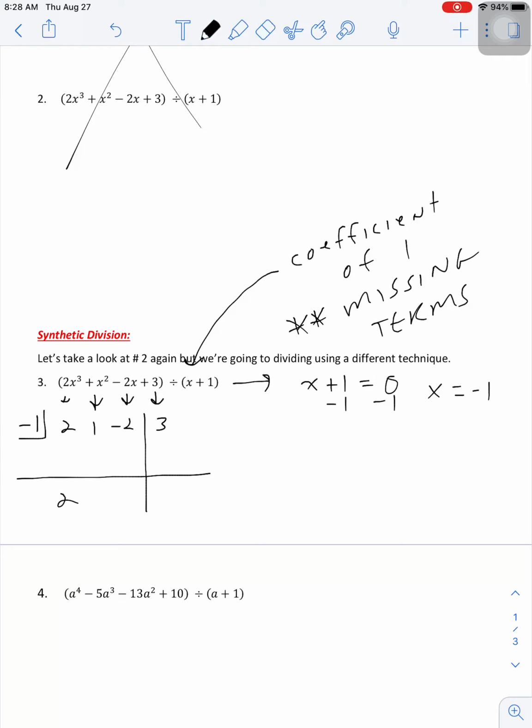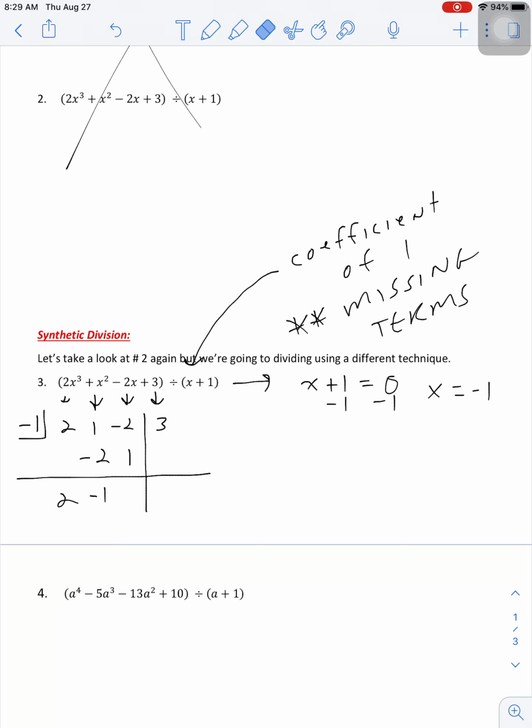From here, you go -1 times 2 gives you a -2. You bring it up to the next spot, and then you add the two numbers together. So 1 plus a -2 gives you a -1, or 1 minus 2 is -1. Then again, you go -1 times -1, which gives you a +1. So it's multiply diagonally and add straight down.